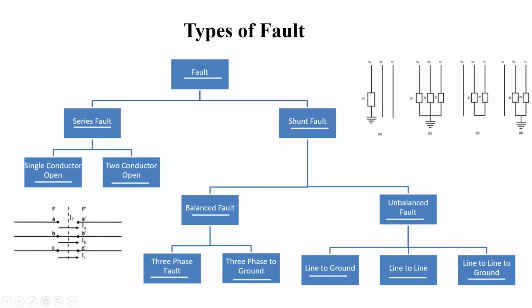The typical example of the single conductor open is broken conductors where the broken conductor is unable to touch the ground. So that's the open conductor. Similarly, there could be a two conductor open as well. If two phases are open, then this is two conductor open. This results in a huge negative sequence. The series faults result in a huge negative sequence as well as over voltage.